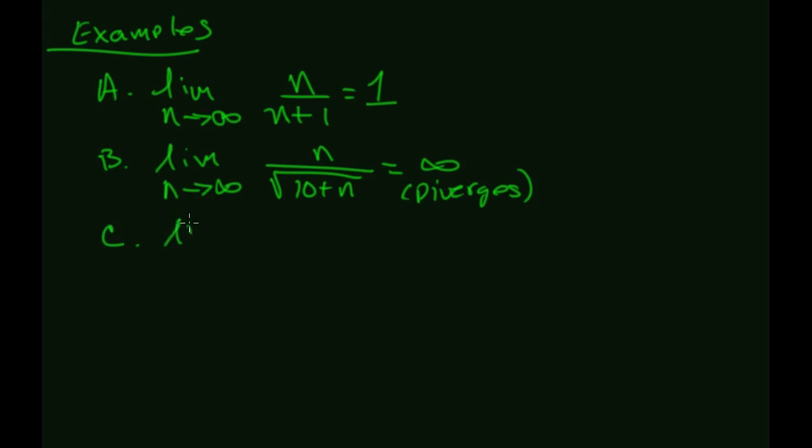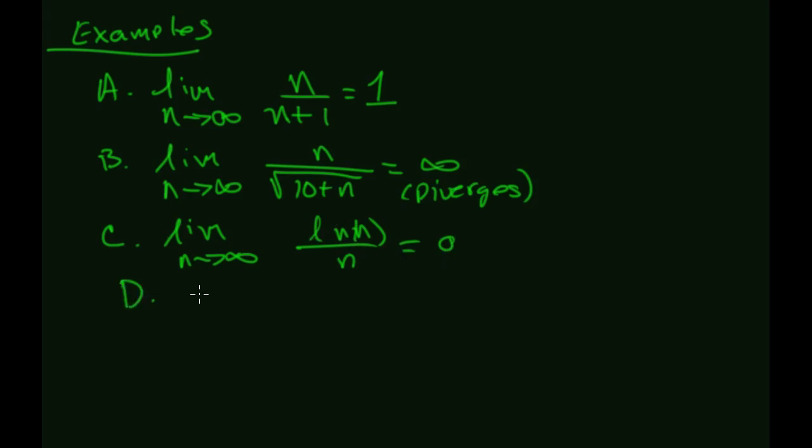(c), the limit as n approaches infinity of the natural log of n over n. Okay, so natural log is going slower than linear, so this is slow over fast, which means we're going to 0.